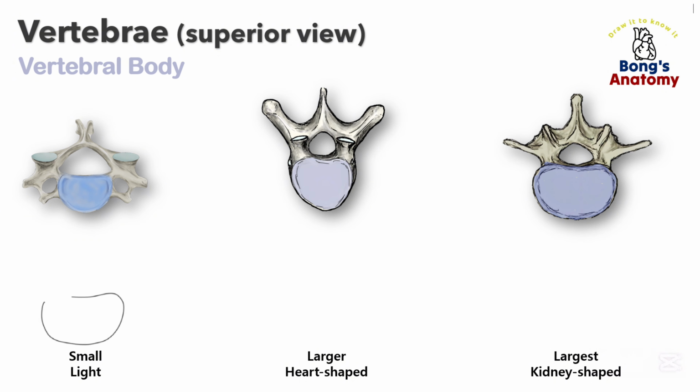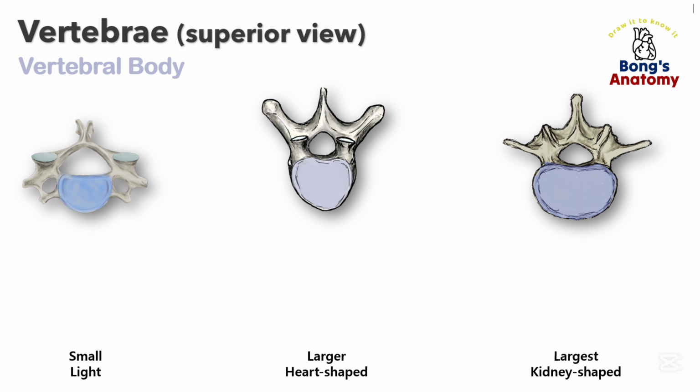In the cervical vertebrae, the vertebral body is small and light, allowing for flexibility and reduced weight in the neck region. The thoracic vertebrae, on the other hand, have vertebral bodies shaped like a heart. This shape is a visual cue, as the thoracic region houses and protects the heart within the rib cage.